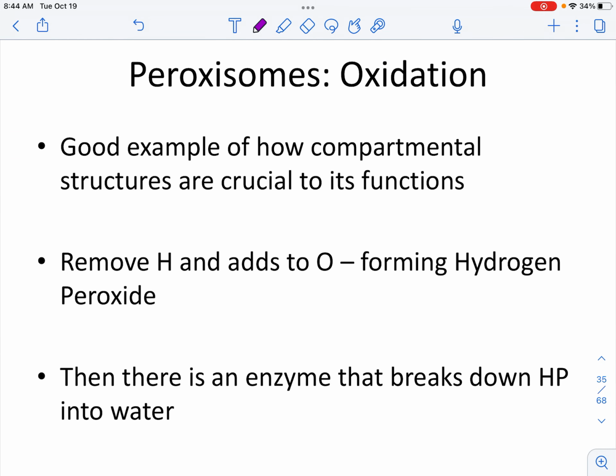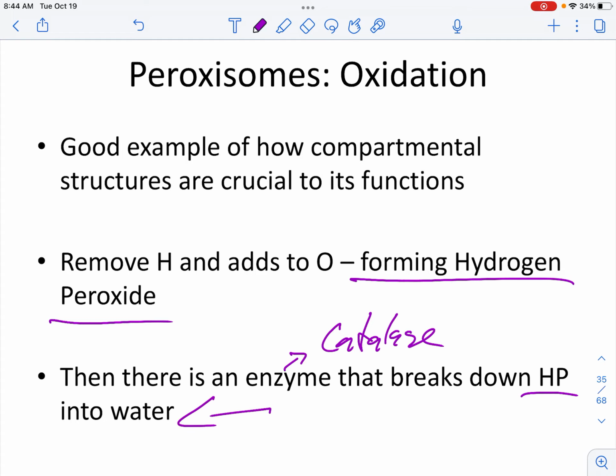Peroxisomes are an example of oxidation. It's a good example of how compartmental structures are crucial to function. It removes hydrogen and adds oxygen, forming hydrogen peroxide. Then there is an enzyme, good old catalase, which we already dealt with this year in our lab, that breaks down hydrogen peroxide into water.